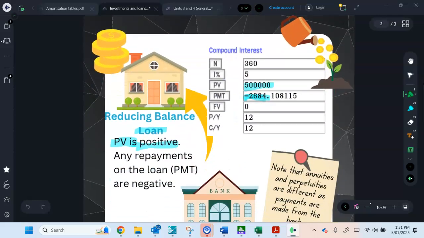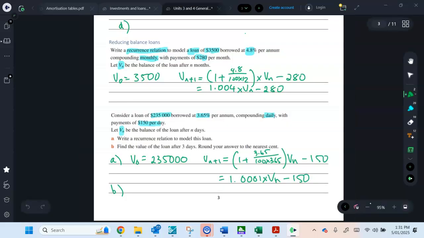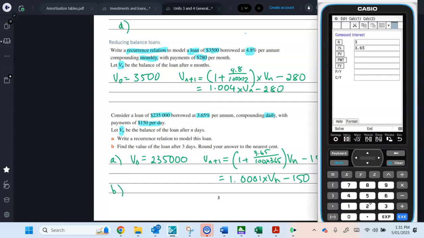All right, so we're doing a loan. Remember, your principal value is positive and your payments are negative. Because the money is coming to you, it's positive, but when you make repayments, they go back to the bank, so it is negative. So it's positive here. Our payments are negative because it's going back to the bank.